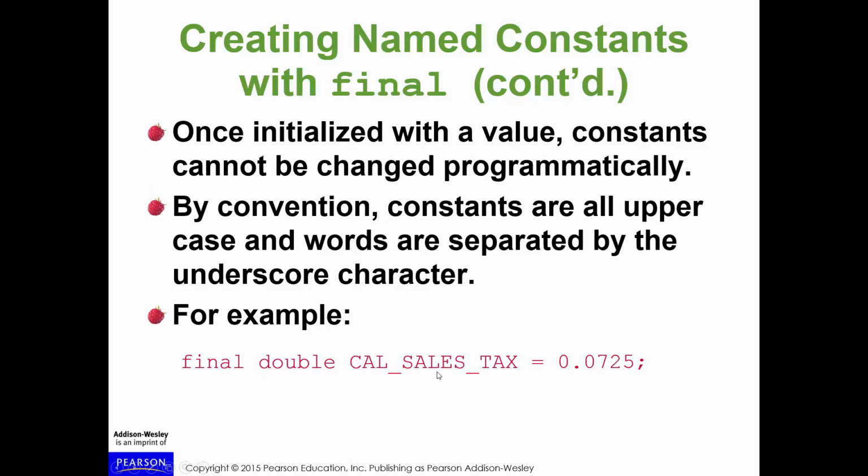Typically, you do it like this. Now, I don't do what the author does here with the underscores, and he'll do this throughout the book. At least he's consistent. I would just have run together Cal sales tax, so if that's the sales tax in California, for example. Again, as I said, and as the author says right here, by convention, constants are all uppercase, and words are separated with the underscore character.